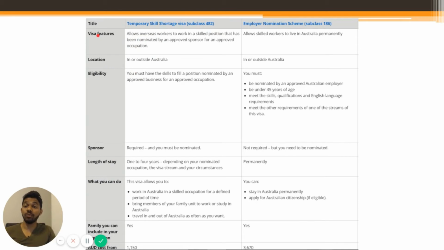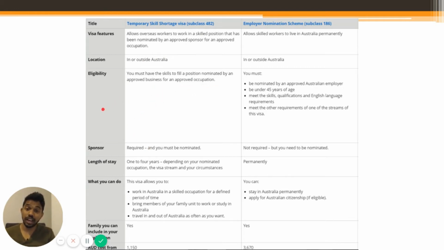Okay, let's see what this visa allows you to do. It allows overseas workers to work in a skilled position that has been nominated by an approved sponsor for an approved occupation. You can be in or outside Australia, but you need to have skills to fill a position nominated by an approved business for an approved occupation.